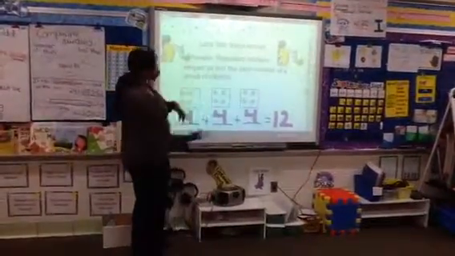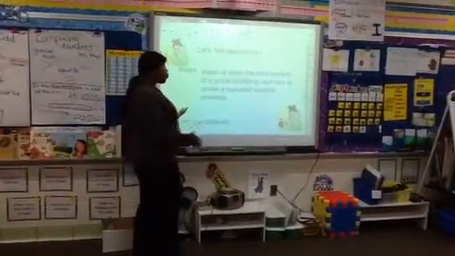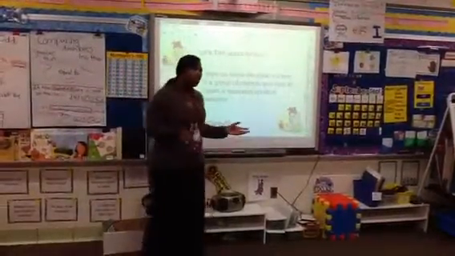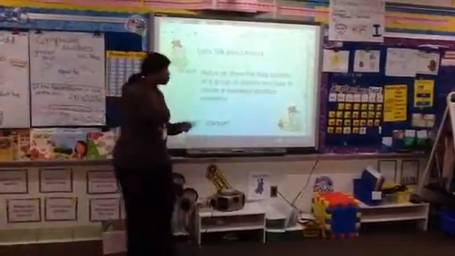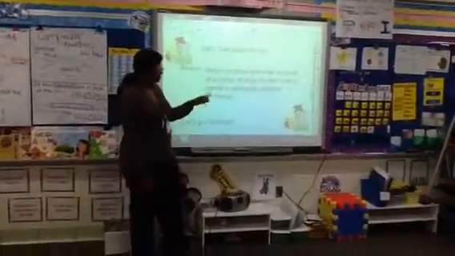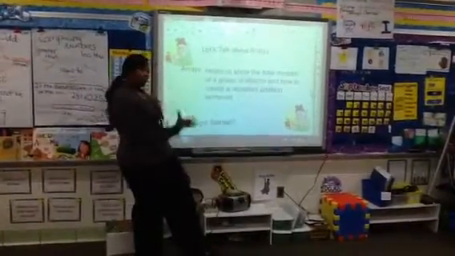Now when we move on to arrays, it shows the same thing, but the array is going to help us create the addition sentence, or what we call in math equations. So arrays help us show the total number of a group of objects and how to create a repeated addition sentence. So let's get started.